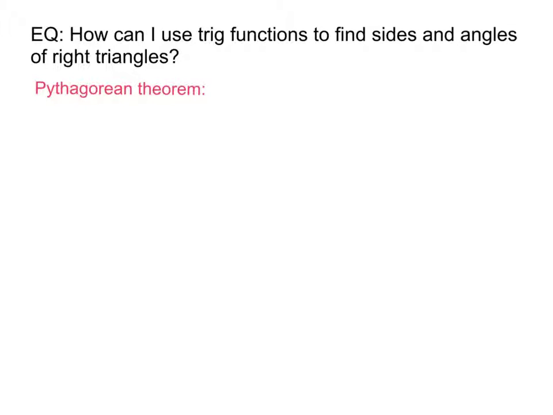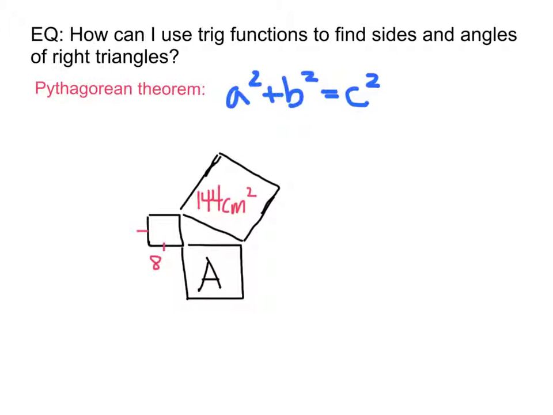Okay, so today we're going to do how can I use trig functions to find sides and angles of right triangles. And the first thing that we're going to look at is the Pythagorean theorem. The Pythagorean theorem says a squared plus b squared equals c squared. And c is always the hypotenuse.